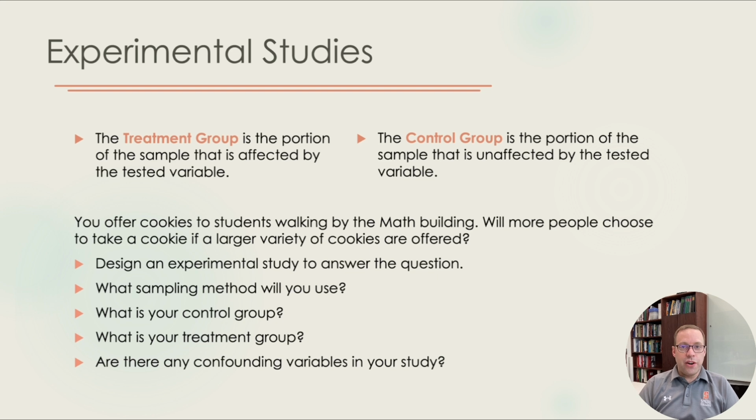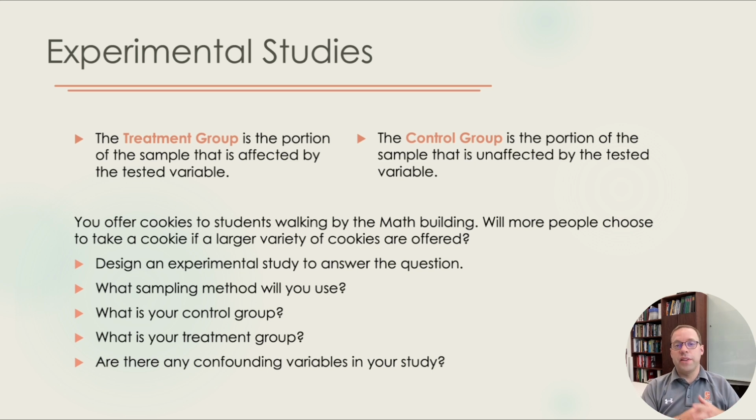You guys have probably heard about control groups. We talk about them fairly frequently in just everyday life, really. But what is a control group? A control group is the portion of the sample that is unaffected by the tested variable. So with the running the stop sign example, the control group would be those who are observed when the police car is not parked at the corner. So we did not introduce the new variable.